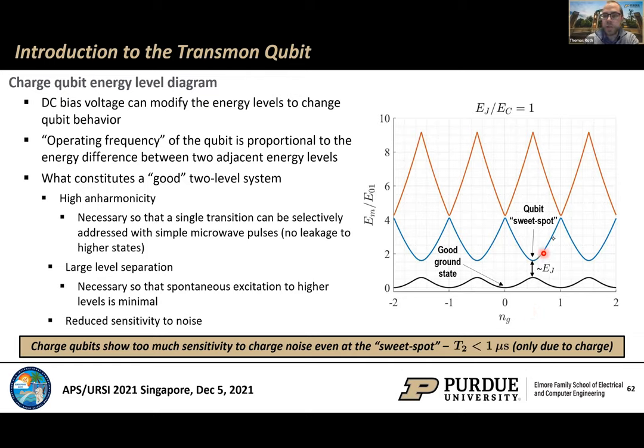But the issue is that eventually people kept working with them, and they found that even operating at this sweet spot that has reduced sensitivity to noise, it was still too sensitive to charge noise, noise in this NG variable, that it was never going to be able to work for a fully scaled up quantum computer. So that's where we need to come up with a new way to engineer the system.